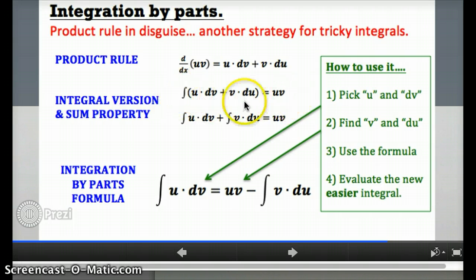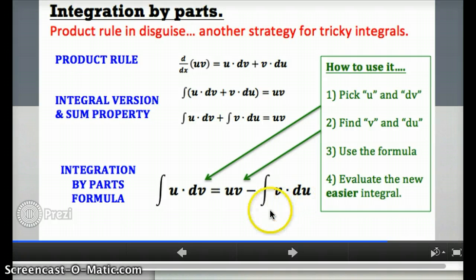Thinking about the integral notation version of the product rule, we know that there's something called the sum property, which allows us to split this integral into two pieces. Then we can rearrange this expression just by subtracting the integral of v du to the other side. And what we get is this expression. This is called the integration by parts formula. Now, you may not really understand why I subtracted that integral, but you should understand that I can. I just subtracted it from both sides, and this should clearly be an equivalent equation to this one. So it turns out that this format is really useful.